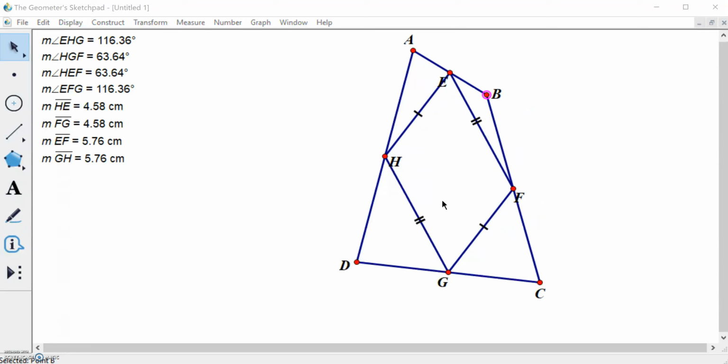A parallelogram is defined as a quadrilateral with opposite sides parallel and equal, and from our previous two conjectures, we can see that this holds true. Therefore, the midpoint quadrilateral is a parallelogram.